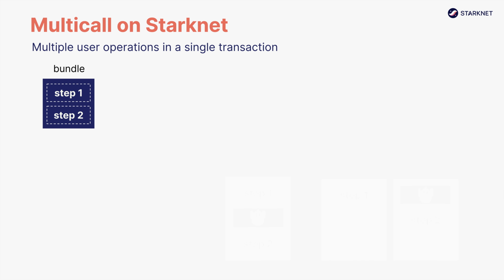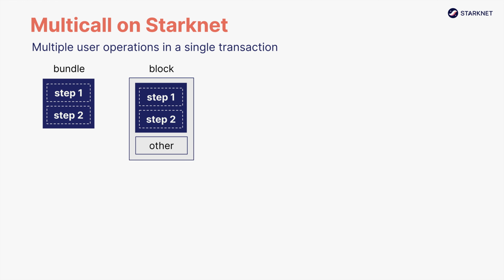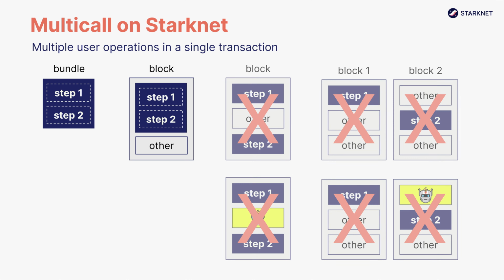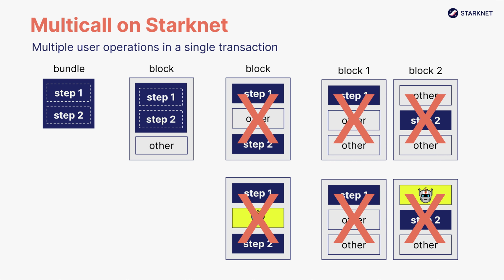With Multicall on Starknet, you can include multiple user operations in a single transaction called a bundle. This ensures that they will be included in the same block and executed one after the other, preventing any transaction from getting in the middle. This helps prevent some types of MEV attacks, such as the sandwich attack.